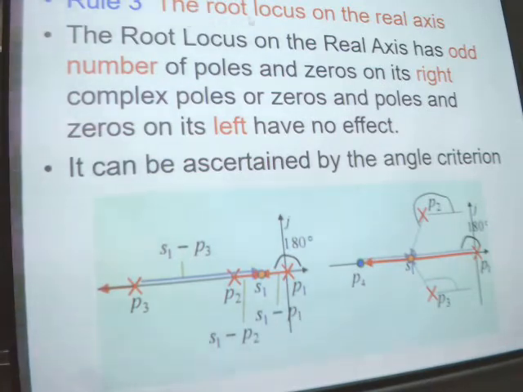And the next is the root locus on the real axis. The root locus on the real axis has an odd number of poles and zeros on its right, and the poles and zeros on its left have no effect. It can be obtained by the angle criterion. You can see here, this part is the root locus on the real axis.